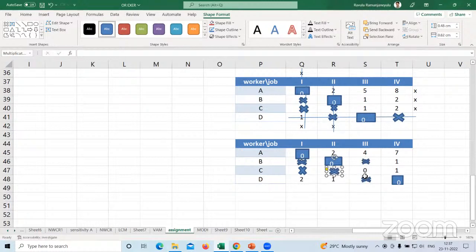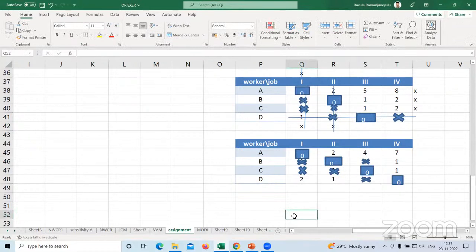Then left over is only one single 0 that we can assign, row wise or column wise. In row B there are not two single zeros; there are two zeros row wise and column wise also. Row wise and column wise, if you go, there are only two zeros.